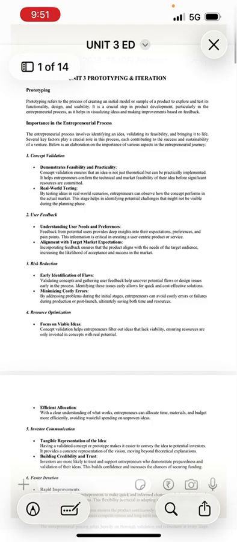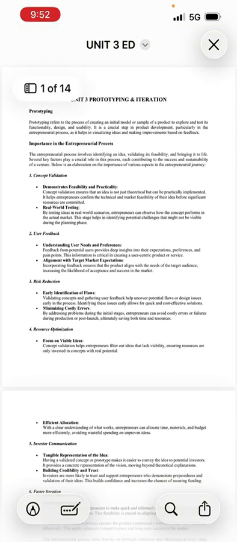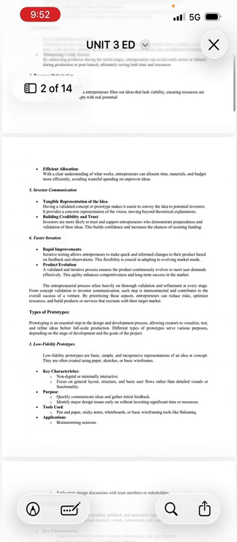Our topic is prototyping. Prototyping refers to the process of creating an initial model or sample of a product to explore and test its functionality, design and usability. It is a crucial step in product development, particularly in the entrepreneurship process, as it helps in visualizing ideas and making improvements based on feedback. There are different types of prototyping, and prototyping is an essential step in designing and developing a product.